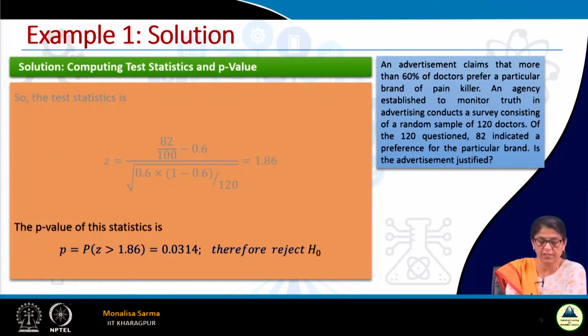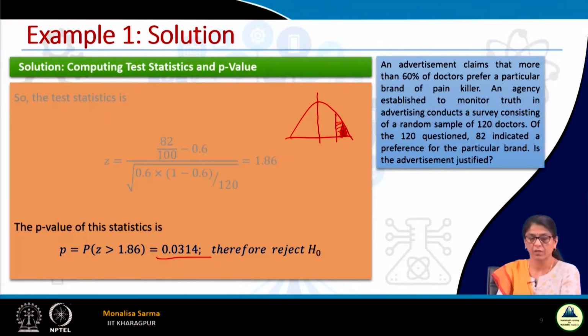So the p value for this, you'll get it from the table. It is one tail, so you don't have to double it. So it is 0.03, and 0.03 is less than 0.05. So if this portion is 0.05, then 0.03 will be somewhere in this portion. So it falls in the critical region, therefore reject H0. Now this is using hypothesis testing.